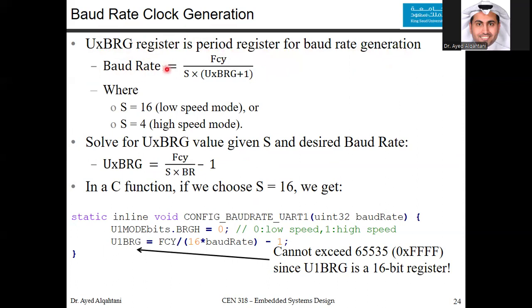And the baud rate would be equal to FCY divided by S times (BRG plus 1). So find the BRG first, add 1 to it, and then the total, you need to multiply it by S. That's the denominator. And then in the numerator, you have FCY. Where this value of S has 2 modes, either S equal to 16 or S equal to 4. Remember, that's the sampling of the receiver.